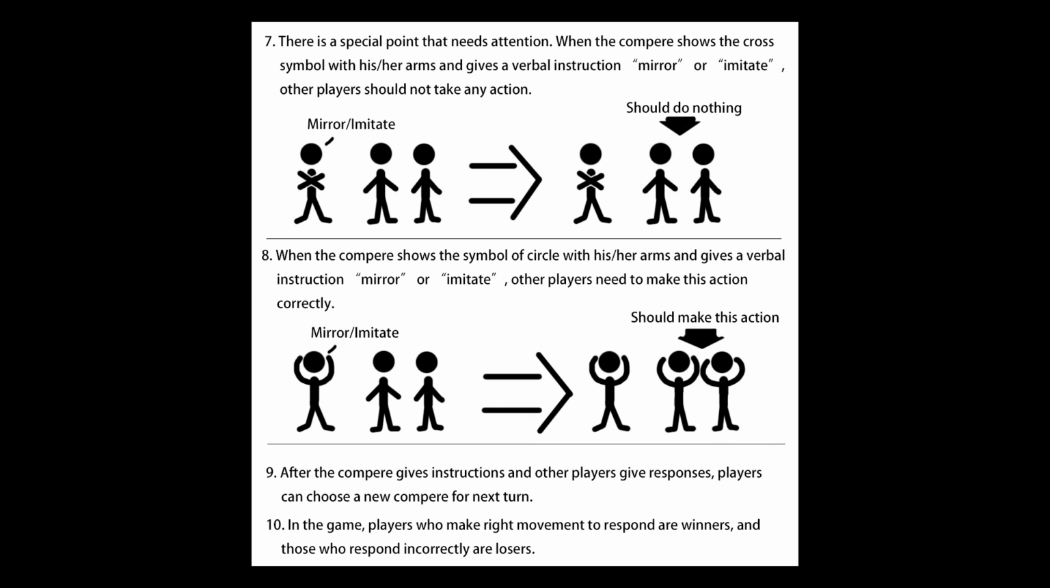After the Compre gives instructions and other players give responses, players can choose a new Compre for the next turn. In the game, players who make the right movement to respond are winners, and those who respond incorrectly are losers.